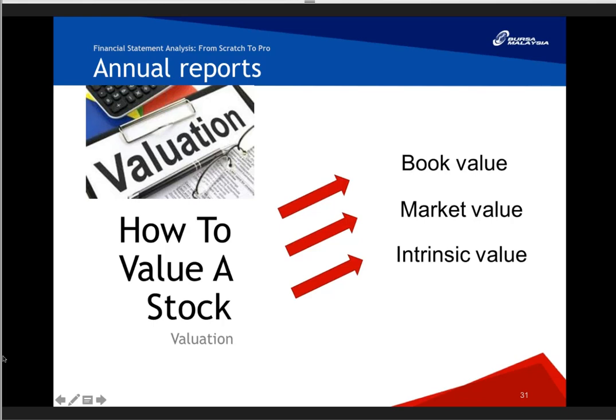Then the next one is the intrinsic value. The intrinsic value is the future value of this company. You are looking at the future cash flow discounted back to the current situation, so you are looking at the future prospect of this company. A lot of people cannot calculate the intrinsic value well, except Warren Buffett, because he is able to calculate it and get the undervalued stocks.